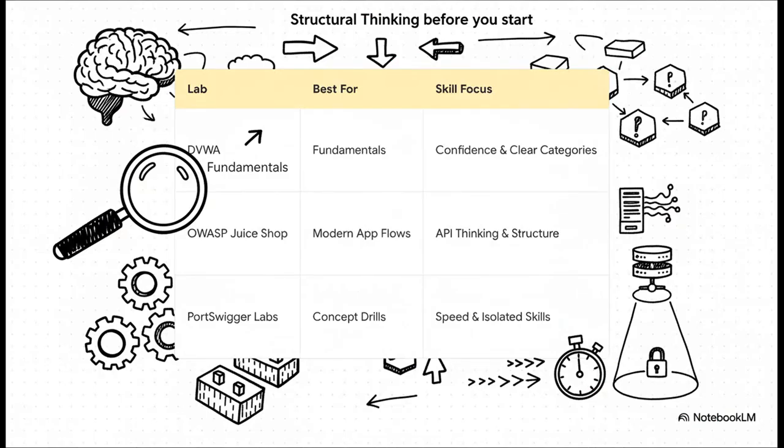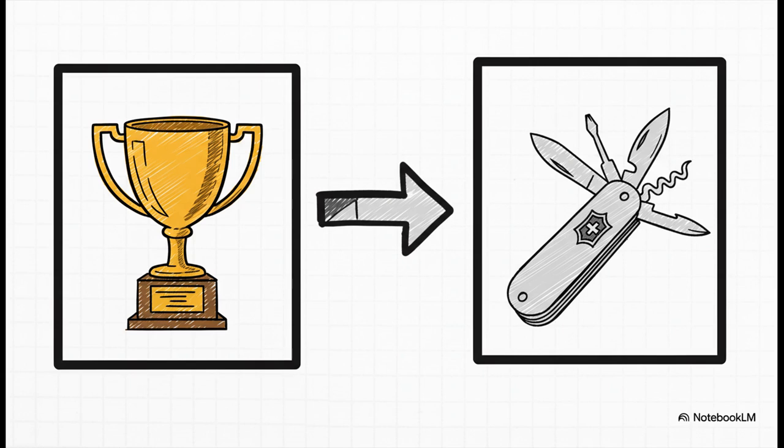Now, this is a fantastic little tool from the source material. It helps you apply this structural thinking before you even start a lab. So instead of picking one at random, you can be intentional. You ask, what skill do I want to build today? If you're working on the absolute fundamentals, DVWA is great. Want to get better at thinking about modern APIs and structure? Juice Shop is your go-to. Need to just quickly drill one specific concept over and over? PortSwigger Labs are perfect.